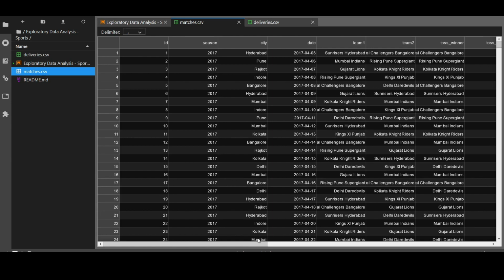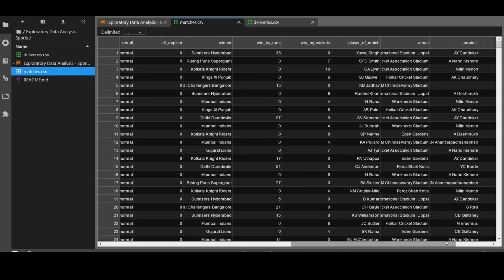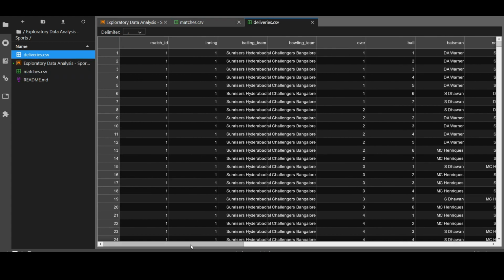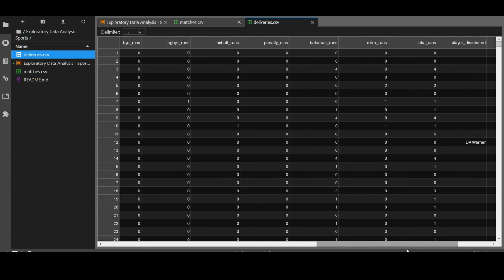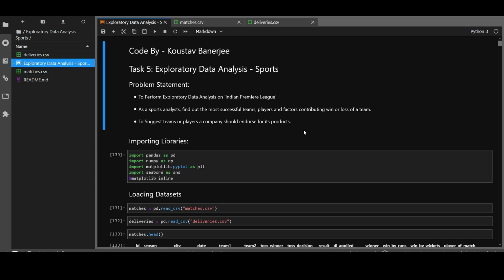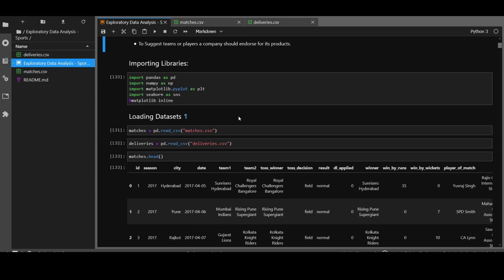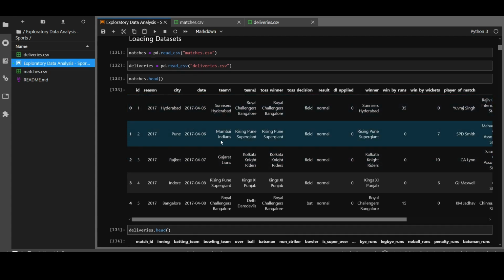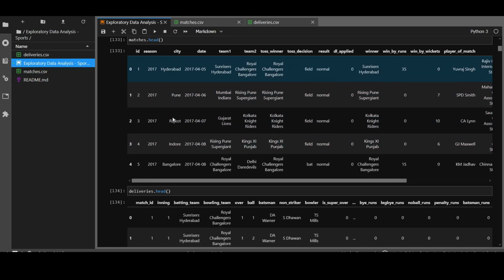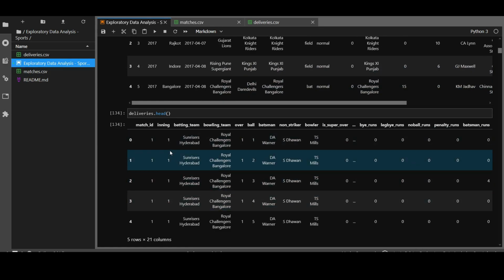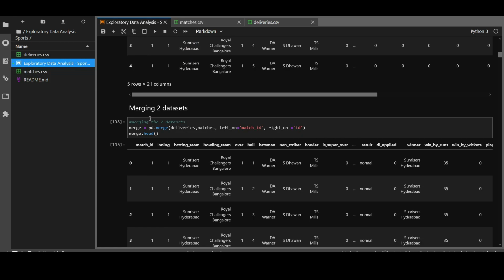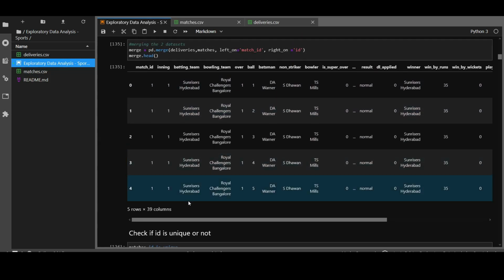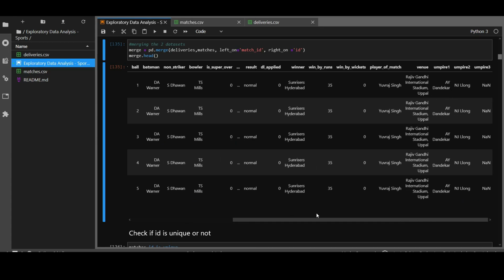So these are the matches data, and this is the deliveries. Firstly, I'm importing some important libraries, then loading the dataset. There are two datasets, matches and deliveries. This is the first five rows of the matches dataset, and the first five rows of the deliveries dataset. Now we are merging the two datasets. This is the merged dataset, and this is how it looks.